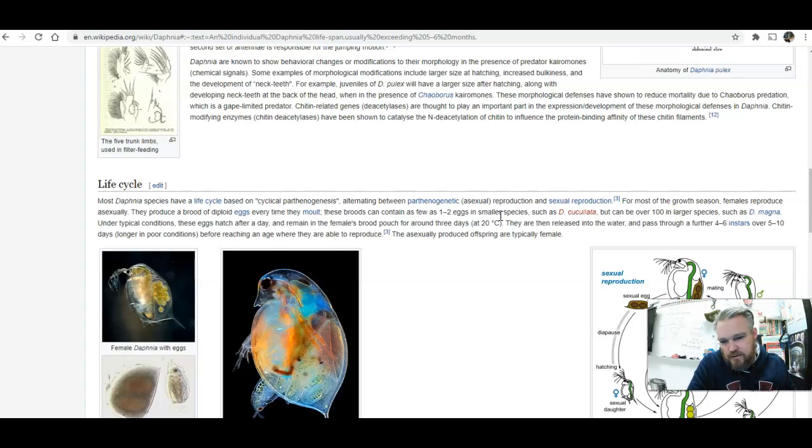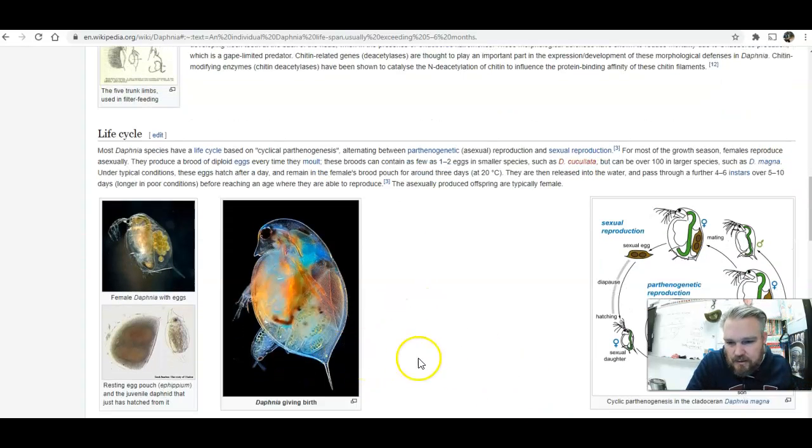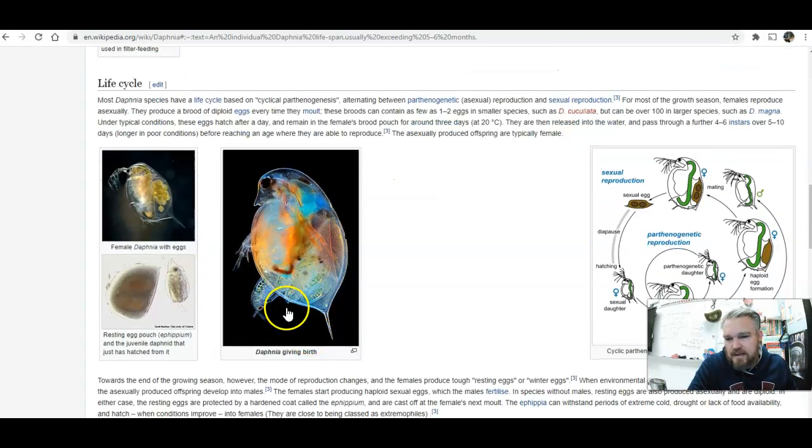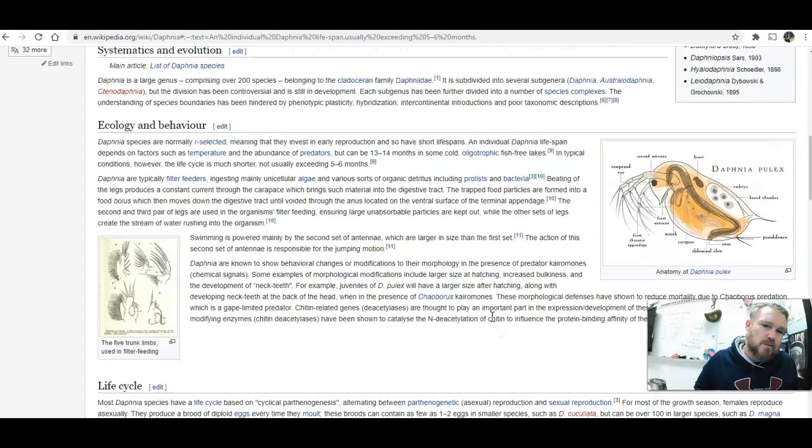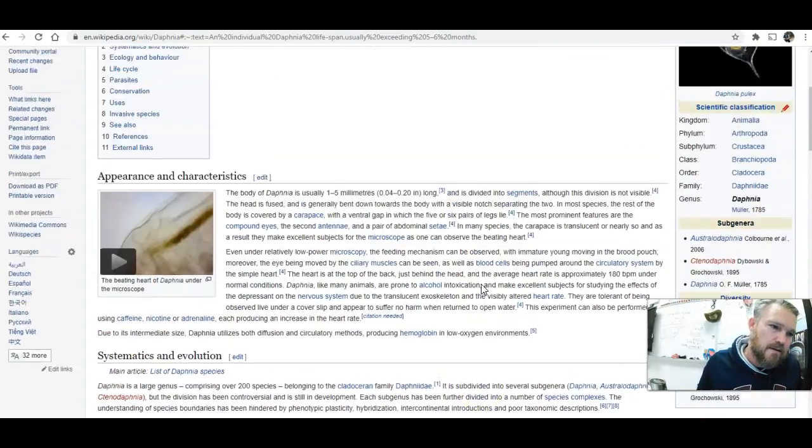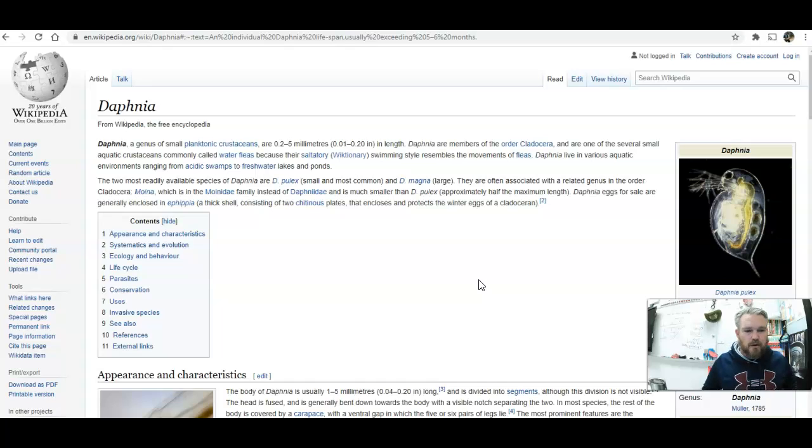So if I throw a picture of a Daphnia on there, you should be able to identify a Daphnia, which this one is giving birth to her babies. Notice they have the eggs. They hatch the eggs inside, brood them for 3 to 5 days, and then let them free. So anyway, I just wanted to put this in there to give you an idea of what I'm looking for, what you're looking for.